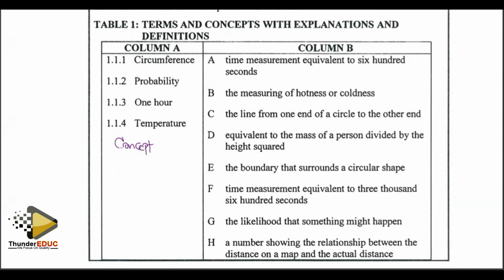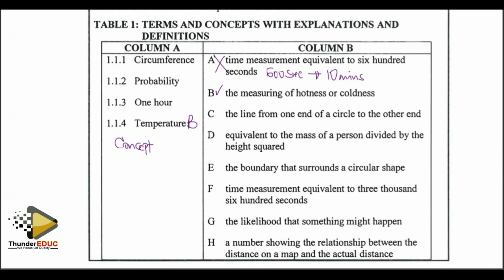Time measured equivalent to 600 seconds. This is approximately 10 minutes. When you come here, there's nothing like that, so A is not used. The measuring of both hotness and coldness. Okay, this is B. This could be temperature.